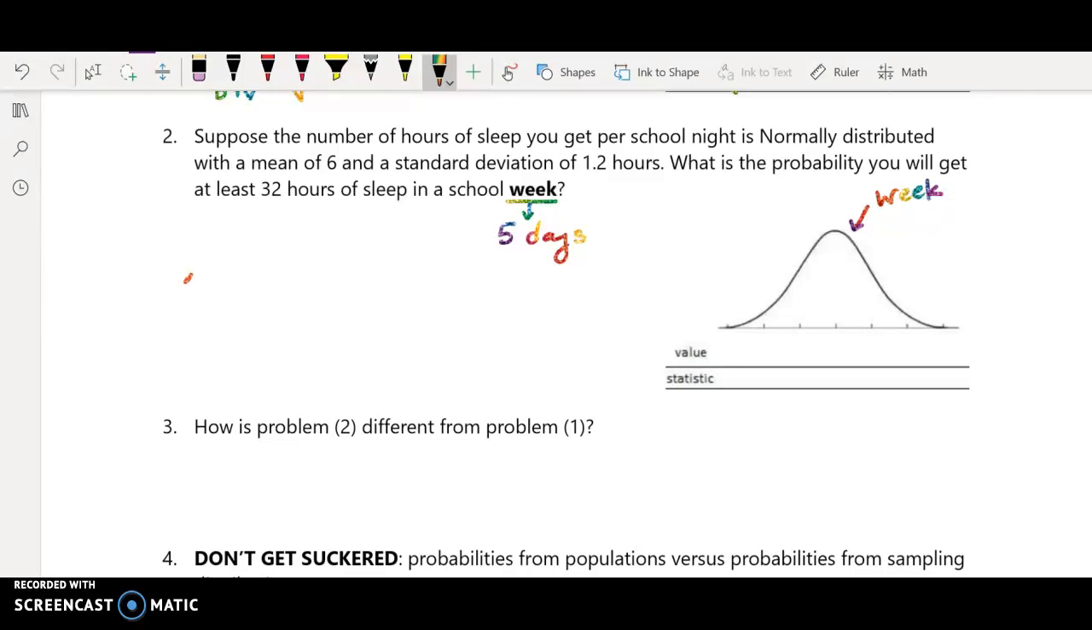So if the mean of one night is 6, then the mean for the week is going to be 5 times 6, which is 30. So nothing alarming there. If you get an average of 6 per night, then in 5 nights, you get an average of 30.